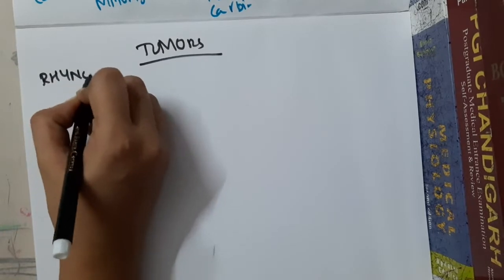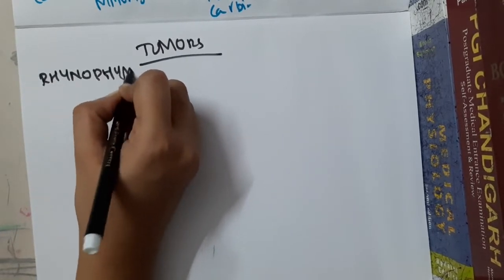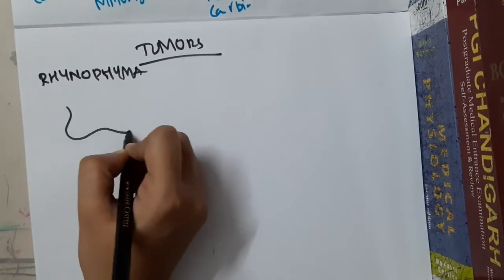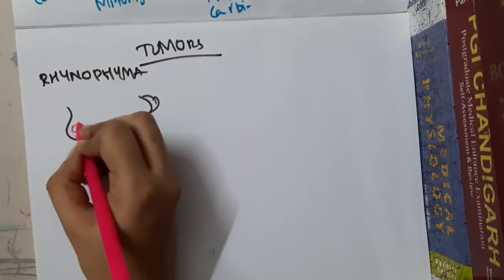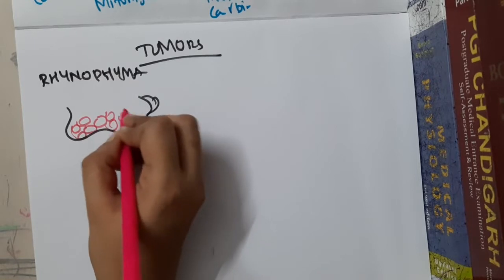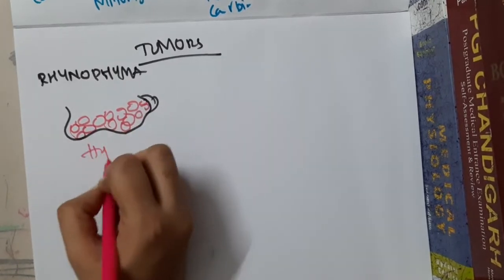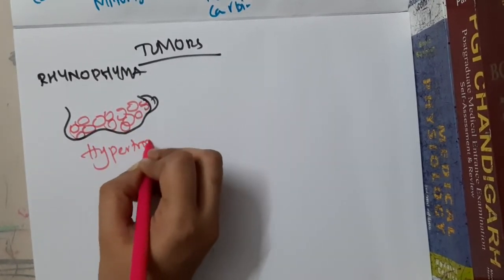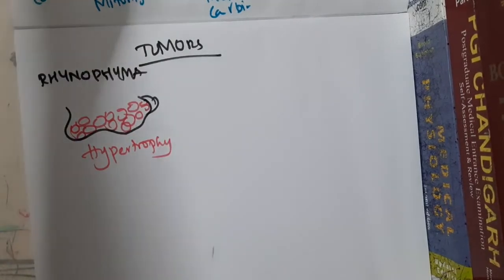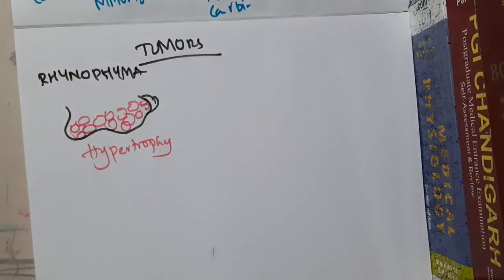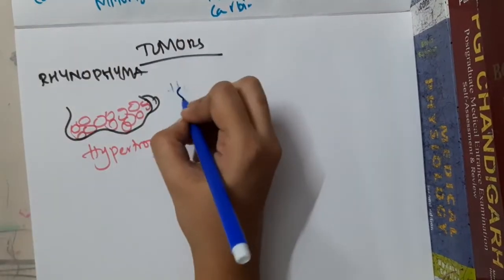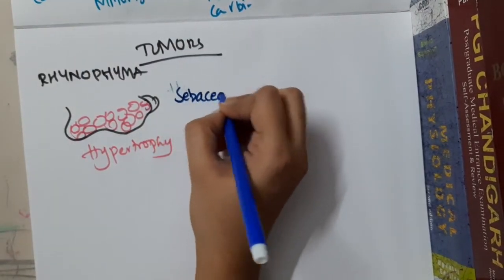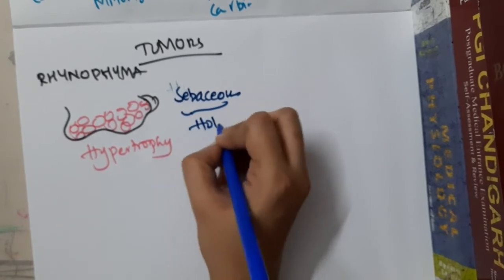But what is important here is first we have rhinophyma. So what is rhinophyma? Rhinophyma is hypertrophy of the sebaceous glands in the nose. Hypertrophy of the sebaceous glands occurs at the tip of the nose. What are sebaceous glands? They are actually holocrine glands. So hypertrophy of sebaceous glands occurs, which are actually the holocrine glands.